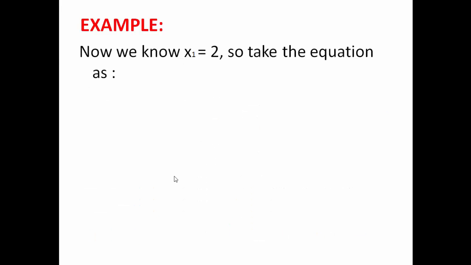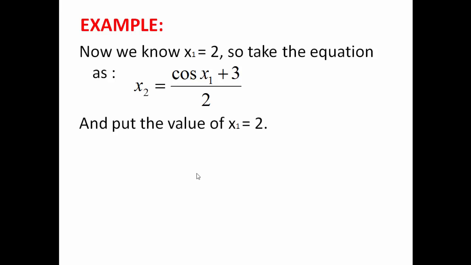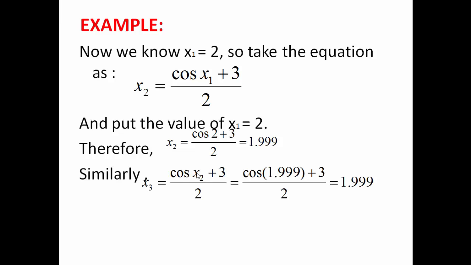Now we know x1 equals 2, so the equation will be x2 equals (cos x1 plus 3) upon 2. To find x2 this will be the equation, and put the value of x1 equals 2 in that equation. Therefore x2 will be equal to (cos 2 plus 3) upon 2, which is 1.999.